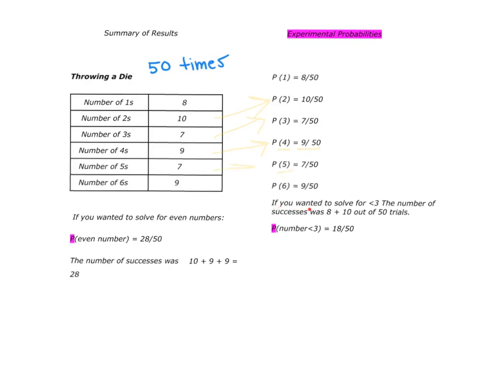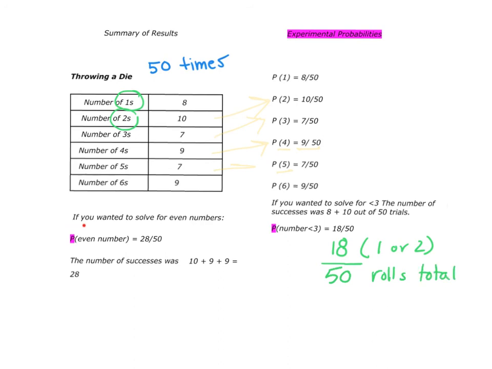All right, if you were asked to solve what are your chances of getting numbers that are less than 3, how would you do that? Well, first of all, what are the numbers less than 3? Our numbers less than 3 are 1 and 2. So from this experiment, the chances of rolling a number less than 3 is going to be 8 plus 10, which is 18, and that's your rolling a 1 or rolling a 2 out of 50 rolls total.